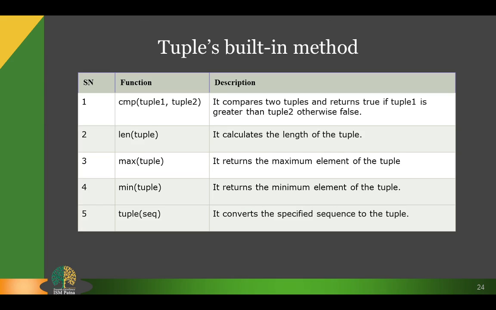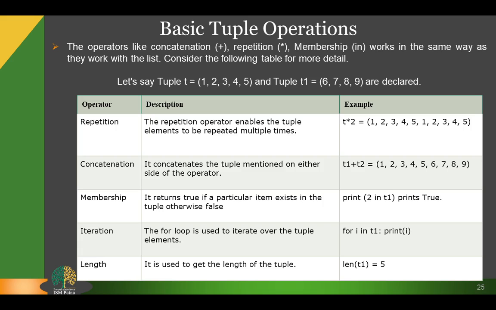Here are certain functions, that is len, max, min, tuple. These are the functions which are supported by Python in the same way as we checked in the list. We will see an example. Here are the basic operations which are performed on the tuple. These are repetition, concatenation, membership and iteration. We will see each and every example one by one.